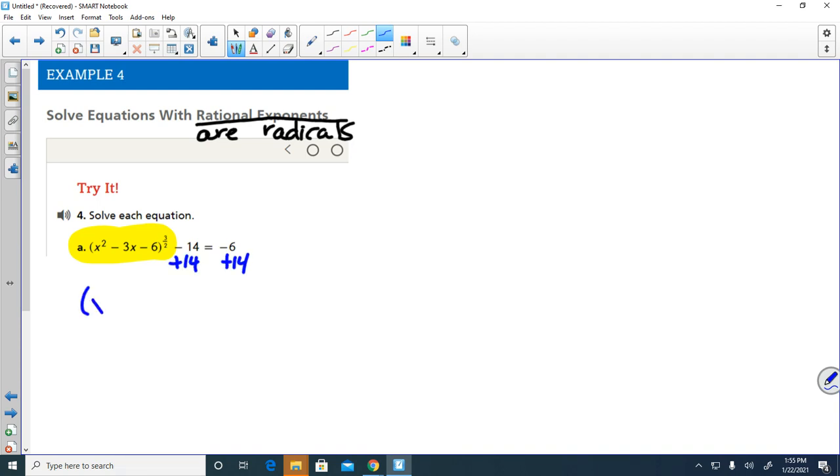So now I have x squared minus 3x minus 6 to the 3/2 power equals, let's see, negative 6 plus 14 is 8. All right, so here I need to raise both sides to a power. So if it was a square root, I would raise it to the second power. If it was a cubed root, I would raise it to the third power. But this is actually a square root that's been cubed. So what I'm going to do is I am going to raise it to the reciprocal power.